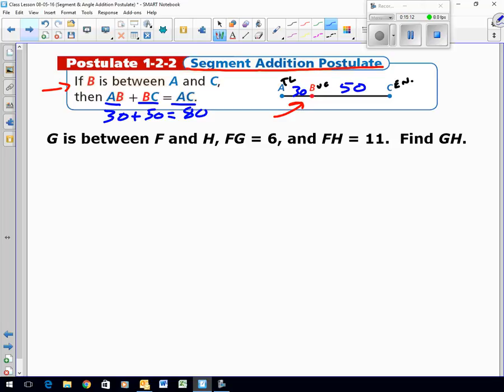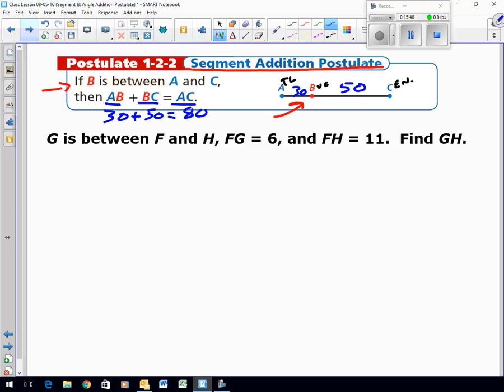Okay? Then we get problems like this. It says G is between F and H, FG equals 6 and FH equals 11 times GH. And you get to the very first tip of the year. Tip, like math tip, like your teacher telling you how you can solve these problems. Okay? First tip of the year.